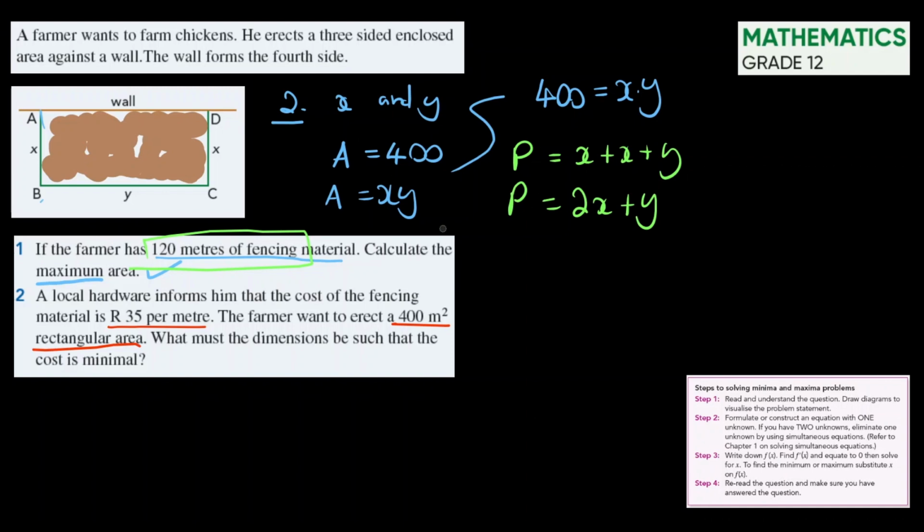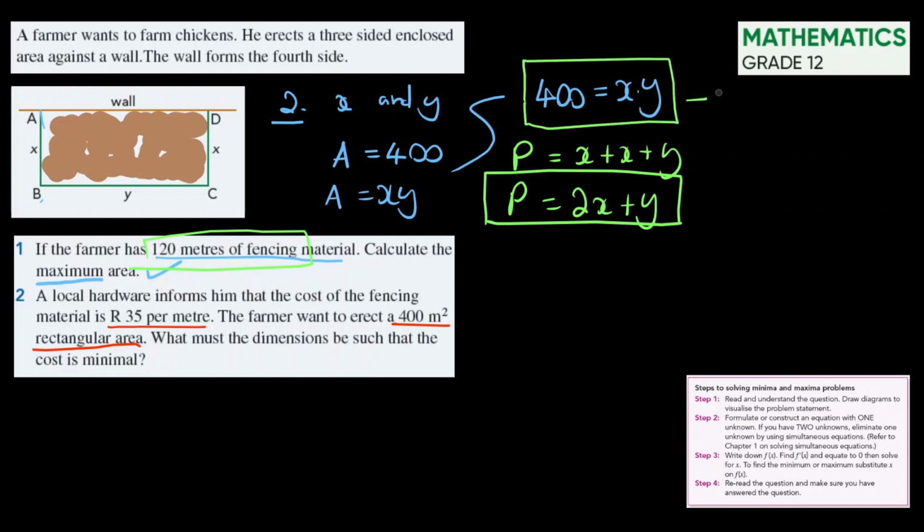So our main focal formula here, which will get us the dimensions, is the perimeter formula. This is where we're going to get our dimensions. But we have x and y, which are unknown. So what do we need to do? We can always use this formula as well. We can label this equation 1 and this equation 2.